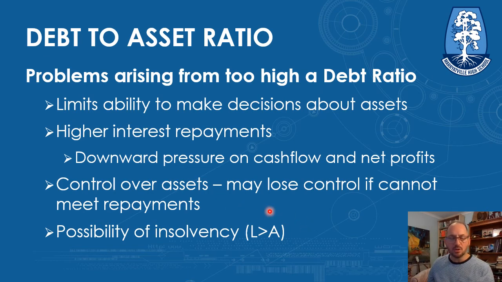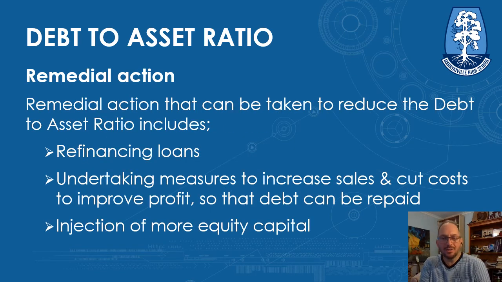And then, of course, there's a possibility of insolvency. Insolvency is where your liabilities become greater than your assets. You must cease trading immediately, call the accountants in, and it's not all over by the shouting. But if you can't trade out, and they will determine that, then you will be wound up, you will be liquidated, and you will be closed for business, closed forevermore. Don't do that. So what are some remedial actions that can be taken to reduce the debt to asset ratio?